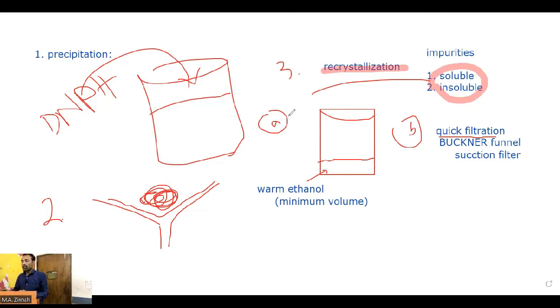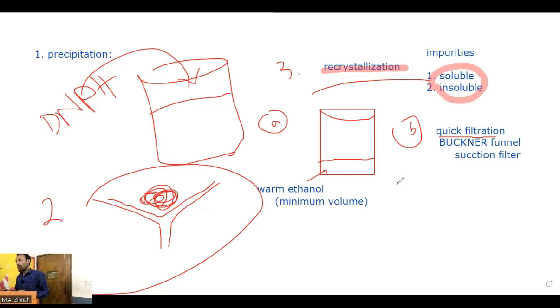Now normal filtration, this is normal filtration like this. You add the solution into it, and this takes a longer time for the filtration. What will happen for this longer time? It will crystallize. During filtration our compound will crystallize and there will be sufficient loss. So we want a quick filtration so that we don't lose the crystals.